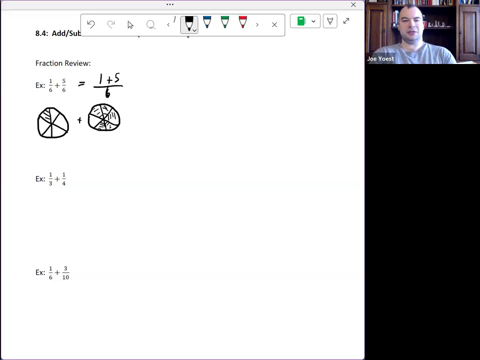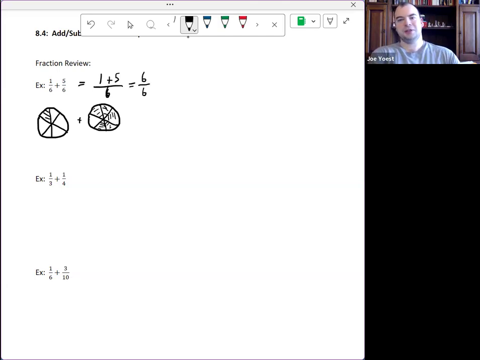I don't add the denominators. I don't get 6 plus 6 is 12. My slices don't magically turn into 1/12 of a pizza size. They're still 1/6 of a pizza. They're still the same size. But I just have more of them when I add together the 1 plus the 5 and put them together.